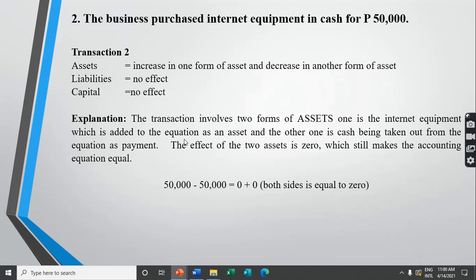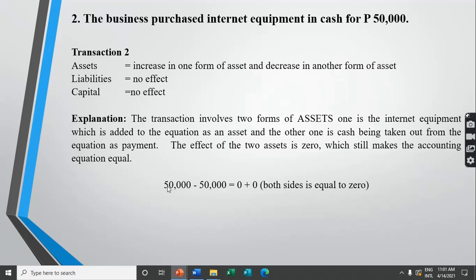So dito, the transaction involves two forms of asset. Ayan, two forms of assets which is the internet equipment and the cash. One is the internet equipment which is added to the equation as an asset. And the other one is cash being taken out from the equation as payment. Okay? The effect of two asset is zero. So, walang nabawasan, which is still makes the accounting equation equal. Okay? Equal pa rin yung accounting equation.